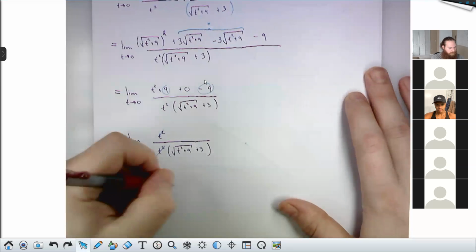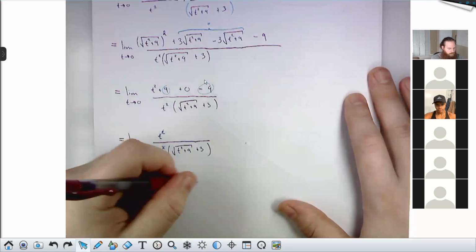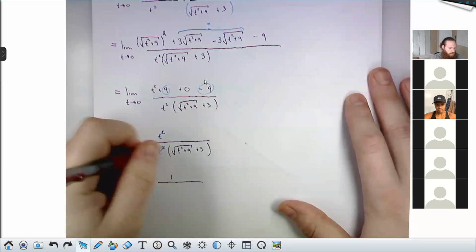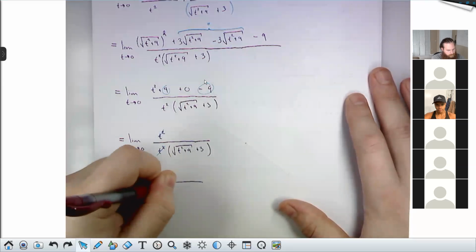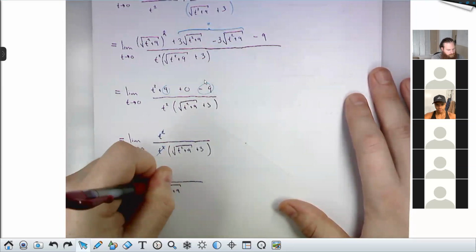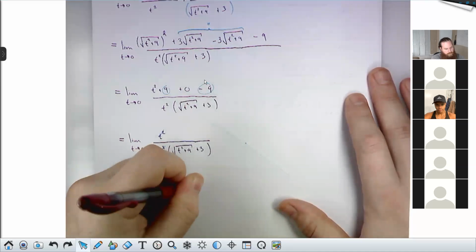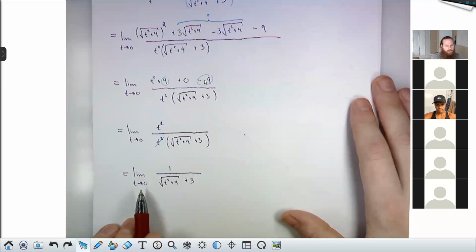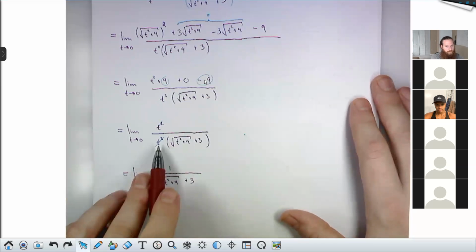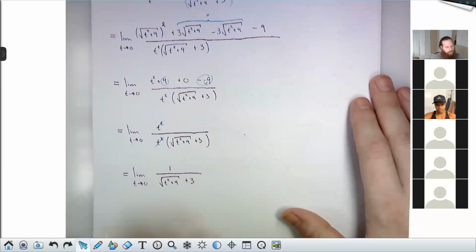So now I'm happy. My numerator is just 1. My denominator no longer has a factor of t squared in it. It's just the square root of t squared plus 9 plus 3. And this limit I can evaluate by direct substitution. This limit no longer has the problem of that t squared.